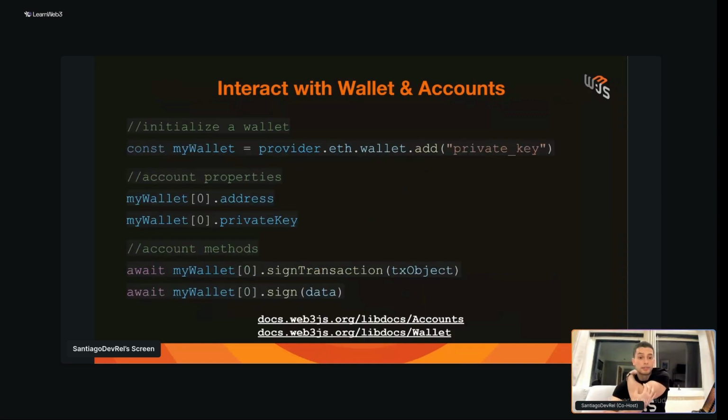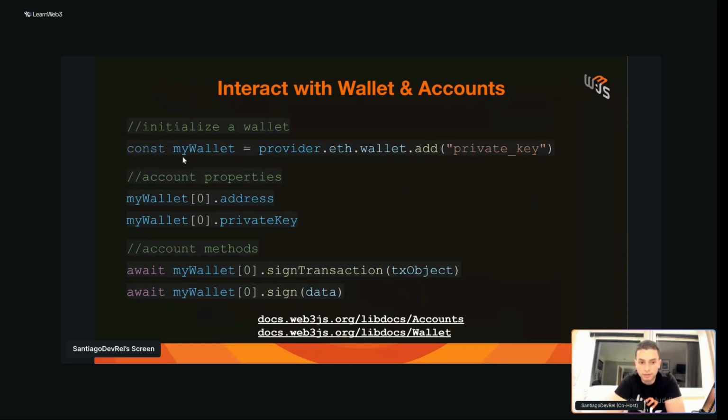Perfect. The second thing, which is really important, is interacting with wallets and accounts. We have two important objects in the Web3.js library. The main one is accounts. An account is basically an object that will have a private key and an address, right? And a wallet will be an array that holds, or can hold, several accounts. So we always need to initialize a wallet with an account inside to be able to interact with contracts or send transactions. That's why this is really important. And then how we can initialize a wallet.